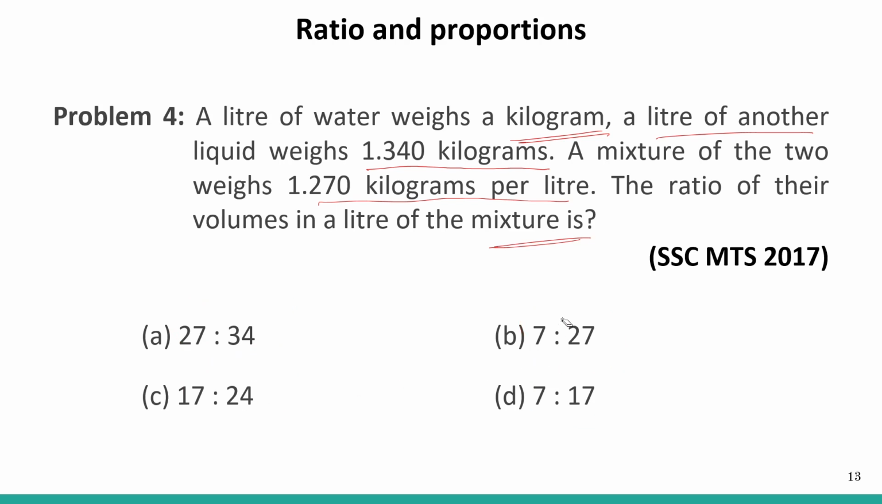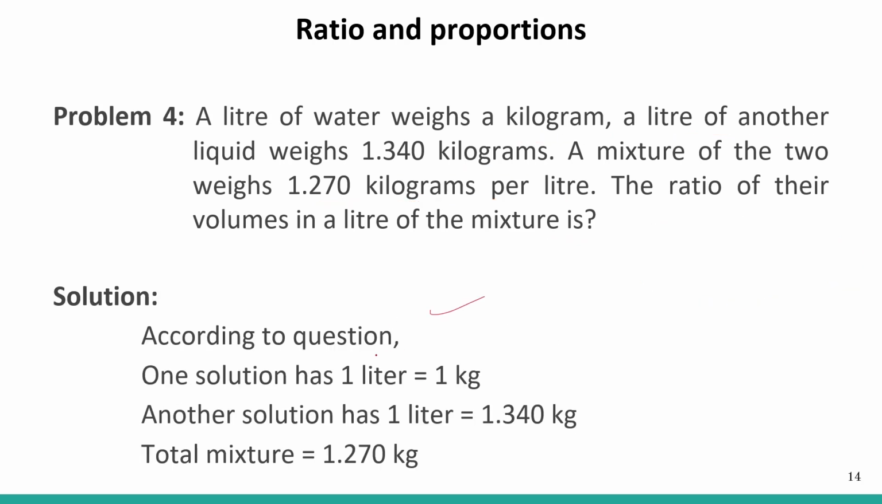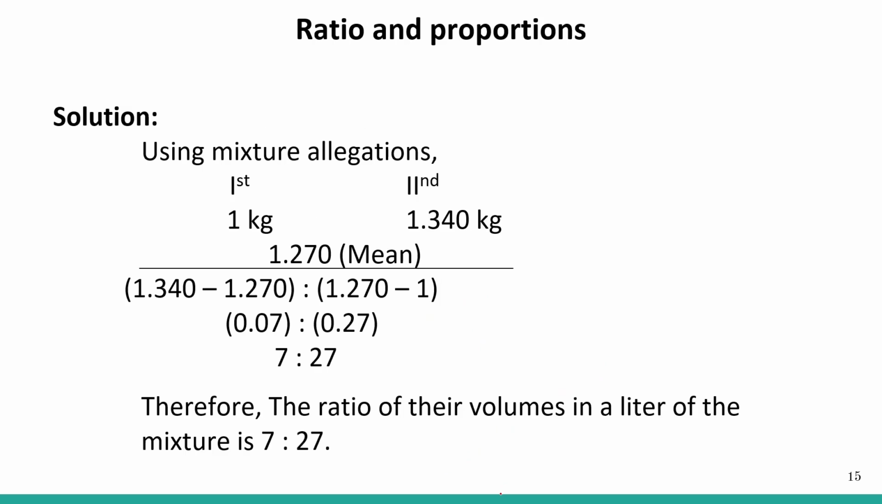Let's figure out which among these is the correct answer. This question has also been asked in the SSC MTS 2017 exam. According to the question, one solution has 1 liter of water. So 1 liter is equal to 1 kg. Another solution has 1 liter is equal to 1.340 kg. Total mixture is 1.270 kg.